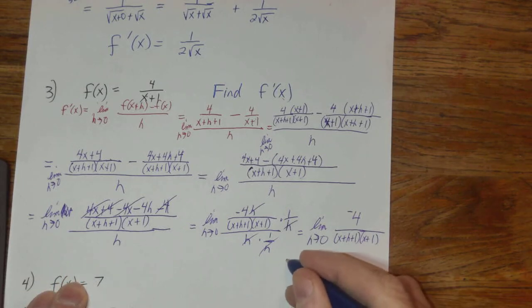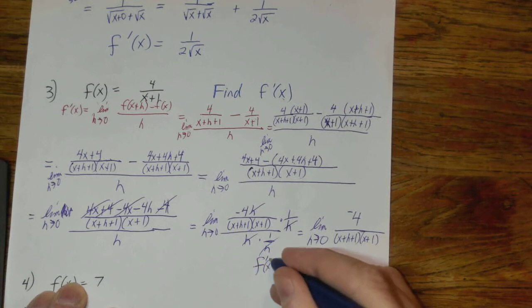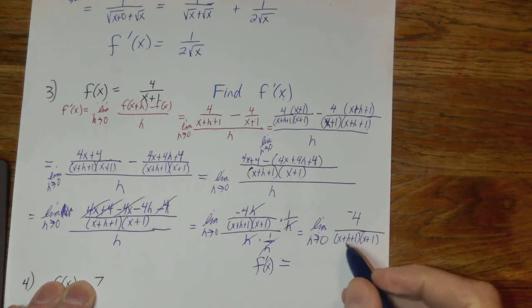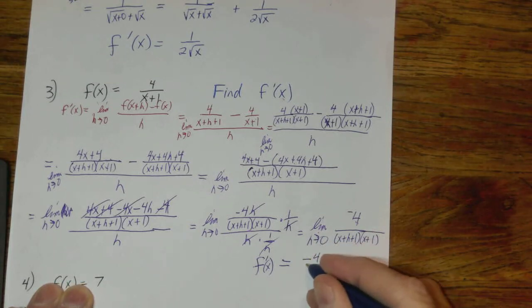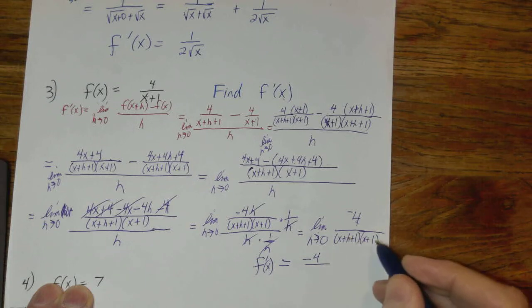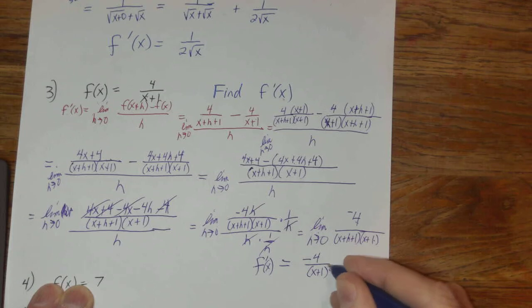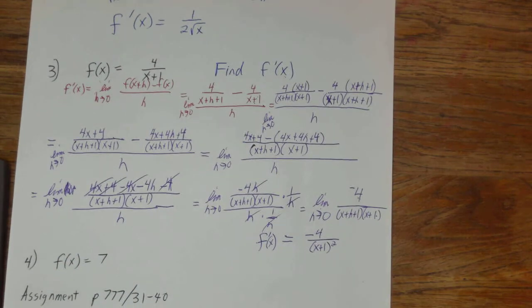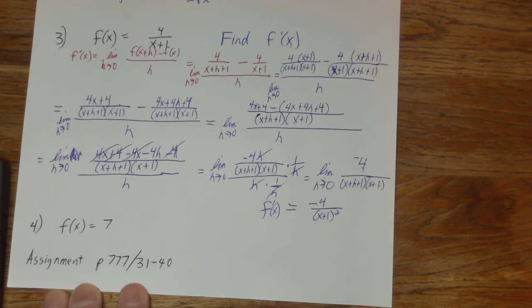h is 0, so I'm going to write f prime of x equals the limit as h approaches 0. Negative 4 over x plus 1 times x plus 1. I'm going to write it as x plus 1 squared.